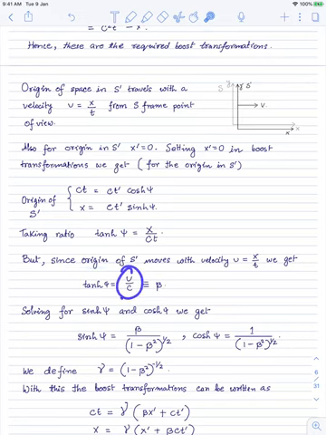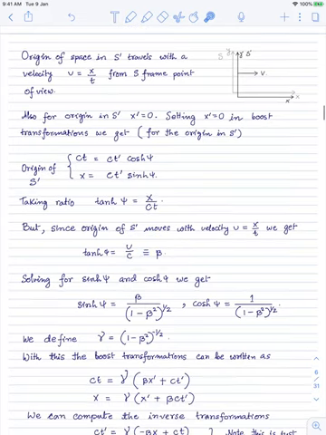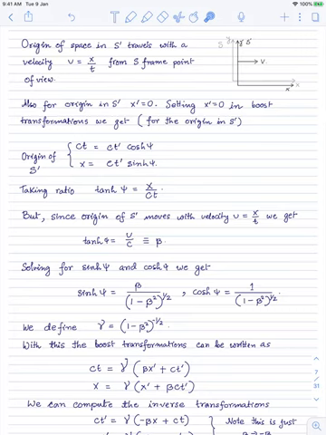This v by c is going to occur so many times that it is given a special notation. It is called beta. Every time, I'm going to denote v by c by beta. This notation is very important. Since v by c will occur everywhere in our discussion, it's nice to give it a name. Let's call it beta.